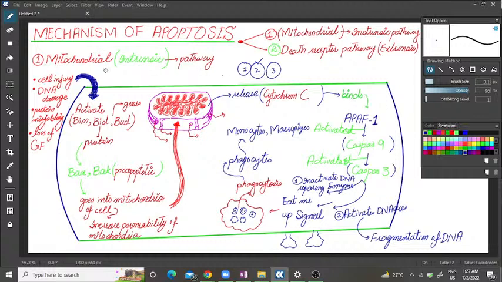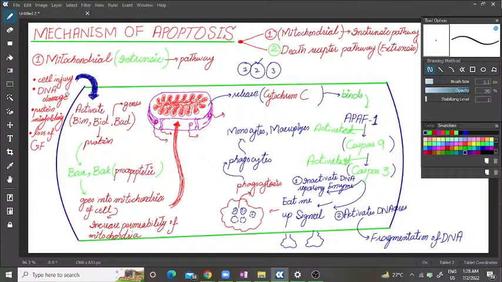So let's recap the mechanism of apoptosis. There are two mechanisms of apoptosis. The first one is the mitochondrial or the intrinsic pathway. The second one is the death receptor pathway, which is extrinsic in nature. We will definitely be discussing it in the upcoming lectures. Okay, come towards the mitochondrial and intrinsic pathway.